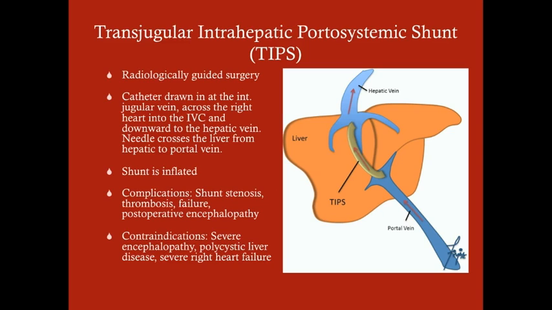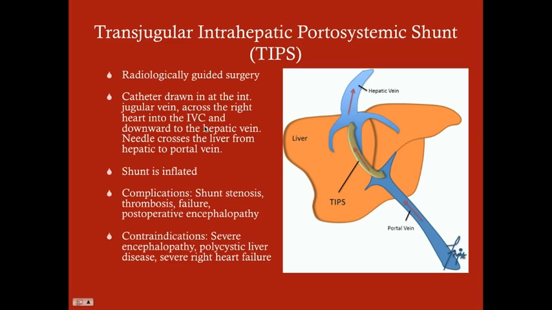All right, so the TIPS procedure, this is just short for transjugular intrahepatic portosystemic shunt, and this is a radiologically guided surgery. This is sort of your third line if your endoscopic treatments don't work, and I suppose if your balloon tamponade doesn't work, you're going to want to do TIPS.